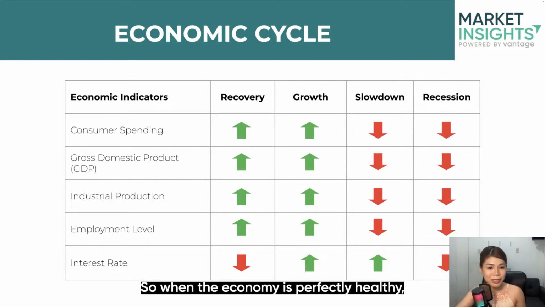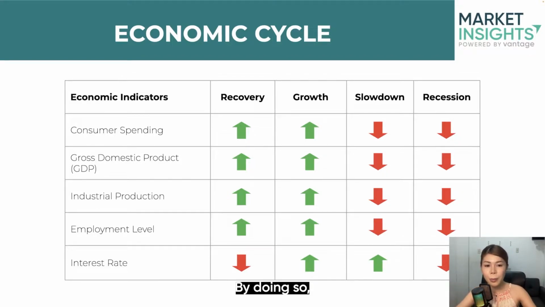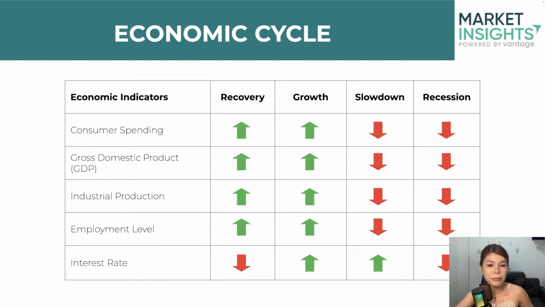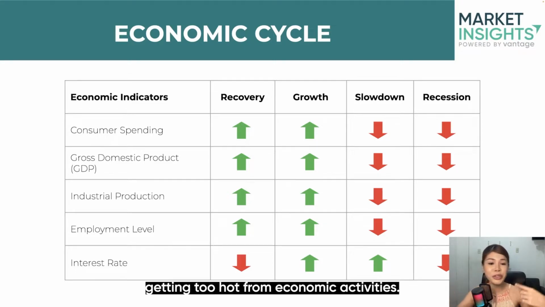So when the economy is perfectly healthy, the central bank has to take back what stimulus it provided slowly until such a time the economy can stand on its own. By doing so, the central bank has options in its pocket in case the economy needs its help. During slowdown periods, interest rates are still high. Slowdown does not always necessarily be the road to recession. It's just a period where the market needs to cool off after getting too hot from economic activities. Think of it as a healthy market correction.